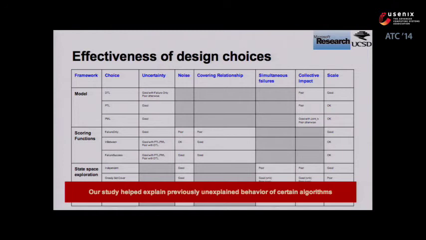Some of them are robust to observation noise, some of them are not. I've just put in this table here to tell you that there's this table in the paper that explains how different design choices do with each of these confounding characteristics. The reason this is important is because this study actually helped us explain previously unexplained behavior in certain algorithms.